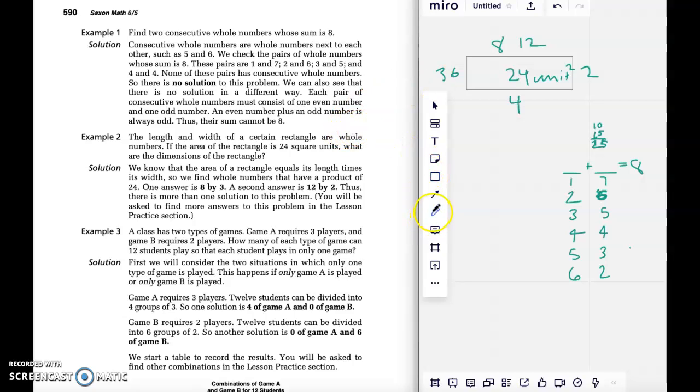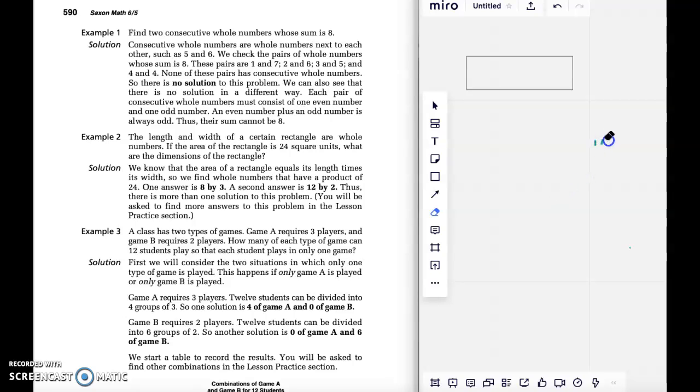All right, let's do example 3. Again, I'm just doing amazing at counting. I almost said example 4. All right, so example 3, it says a class has two types of games. Game A requires 3 players, and game B requires 2 players. How many of each type of game can students play so that each student plays in only one game?